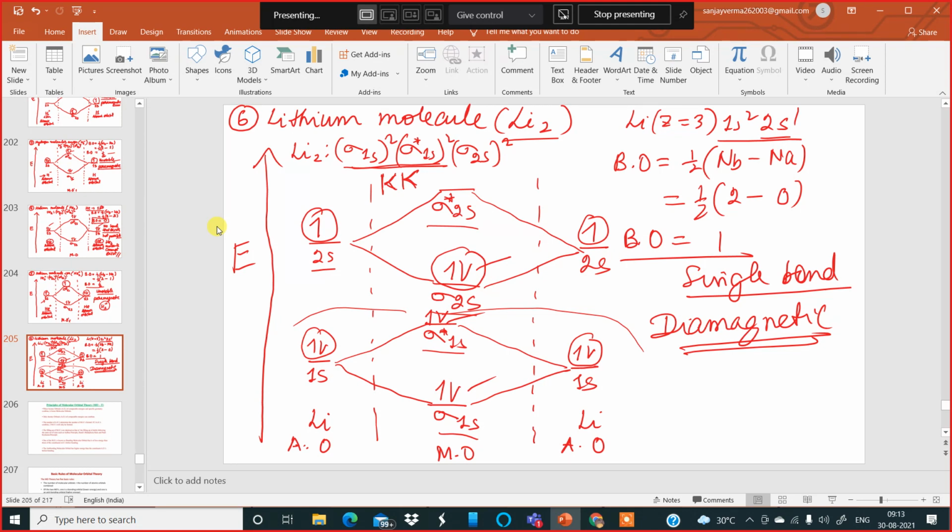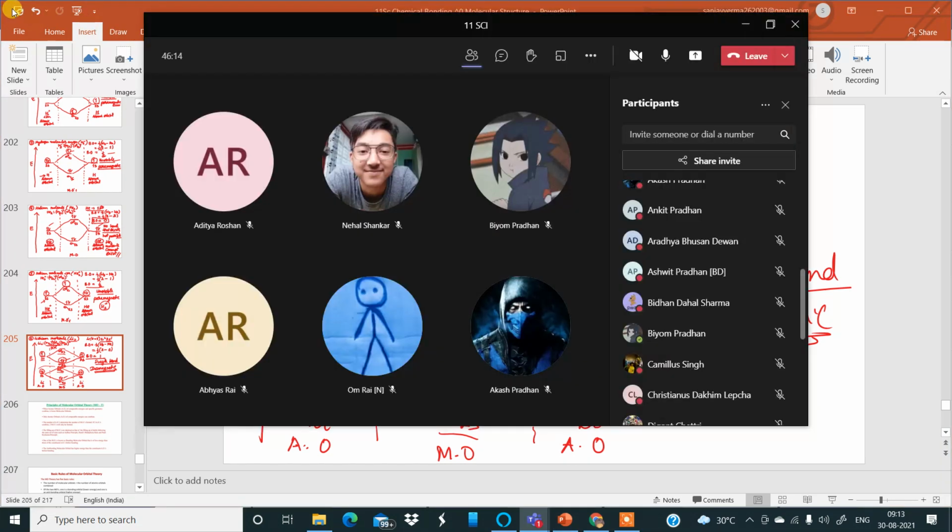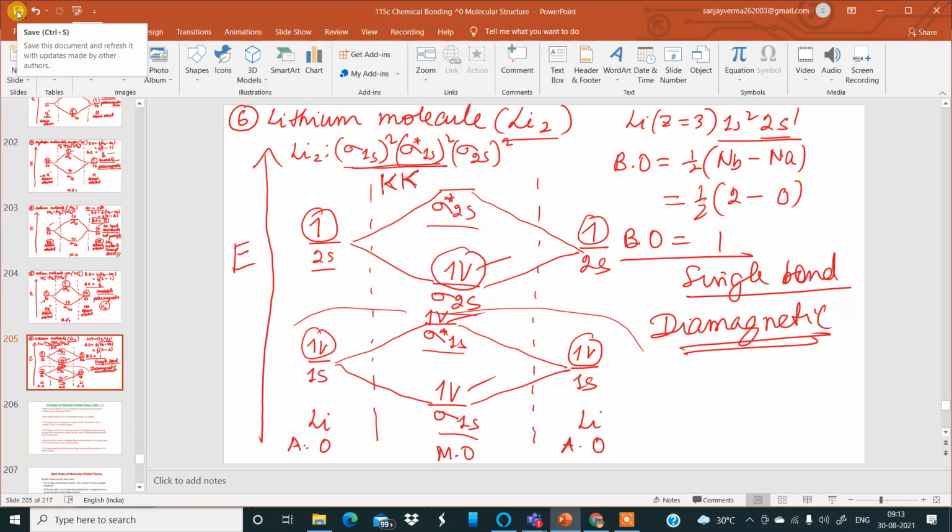So I have drawn 6 examples of molecular orbital diagrams. I would like to stop my class here because the time is up. I'll continue with the remaining construction of molecular orbital diagrams tomorrow, and most probably tomorrow I shall complete this chapter. Now just hang on, because I need to record your attendance quickly, and then you can go and join the other class.